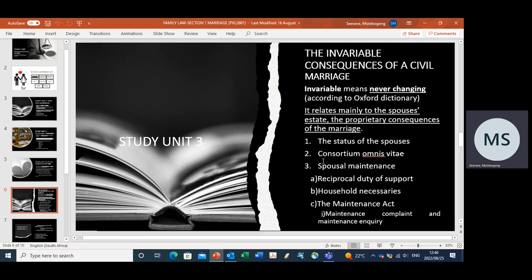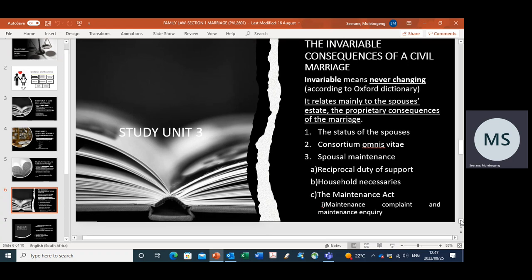And then we will focus on the consortium omnibus vitae, which is the second consequence that we will look at. The third one is spousal maintenance. The fourth one is the matrimonial home. The fifth one is the donation between the spouses. The sixth one is the family name. So I'm going to go into each and every topic that I just mentioned so that we have a clear understanding of what it contains.